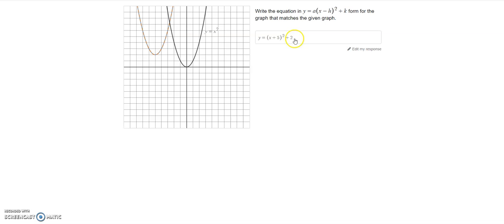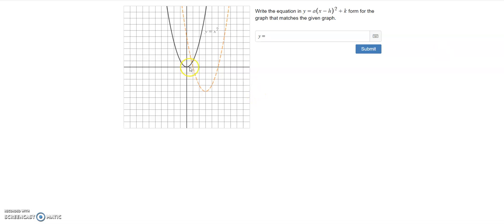Moving it up 2 simply on the outside, plus 2. And if you recall back from geometry, this is in vertex form. Our vertex has the numbers 5 and 2, but the vertex is actually -5, +2. -5 on the x, +2 on the y. Let's continue.